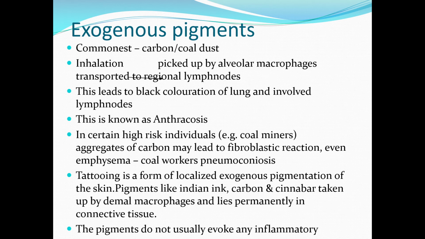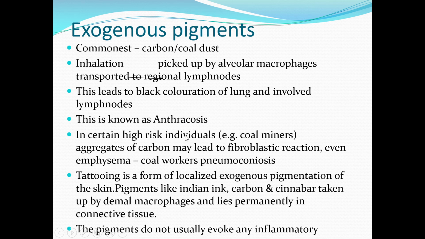Now, all that we discussed are the endogenous pigments. Now come to the exogenous pigments. Commonest is carbon and coal dust, as it's a complication of pollution. The inhaled particles are picked up by the alveolar macrophages and transferred to the hilar lymph nodes. This leads to black coloration of the lung and involved lymph nodes. It is also known as anthracosis, so it is one of the pneumoconioses.